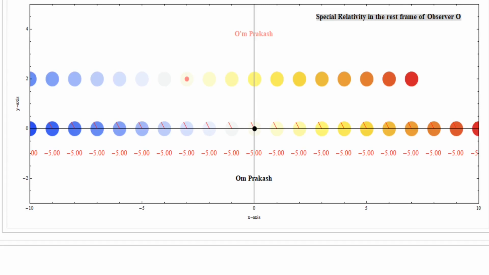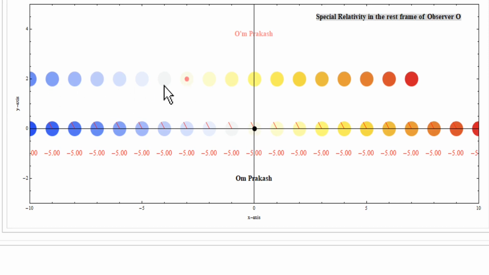Now, let's take what we've learned and apply it back to the train example. So here again is the platform, and we're in the frame of the platform where there's an observer, Om Prakash, and several of his friends, and they all have synchronized clocks, as you can clearly see. Now a train passes them, and on this train is O prime Prakash, his evil twin, shown with this pink circle over here, and Om Prakash is shown with the black circle over here.